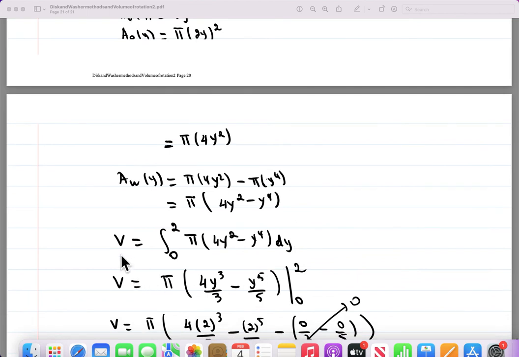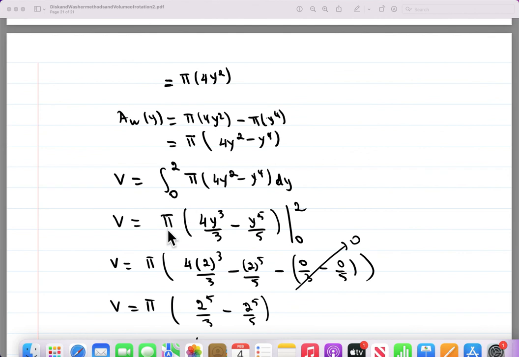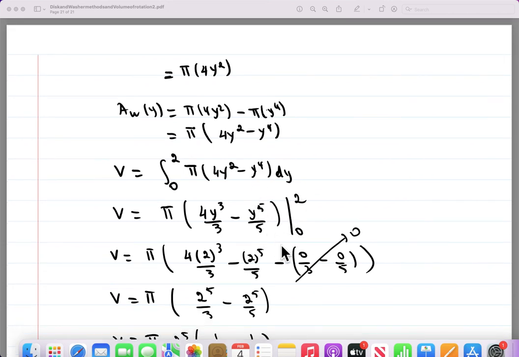We go to find the volume. We already discussed how we got 0 and 2. So we're going to integrate from 0 to 2 the area of the washer. So it goes here. Now, we can factor out pi because it's a constant, and then we find the antiderivative of 4y squared, which is 4y cubed over 3, minus the antiderivative of y to the fourth, which is y to the fifth over 5, and then we can evaluate this at 0 and 2.